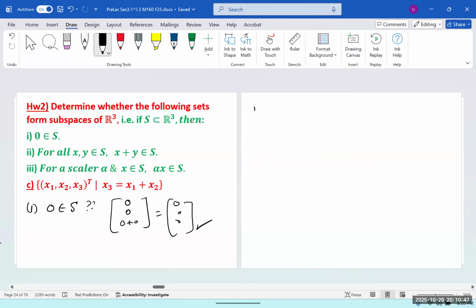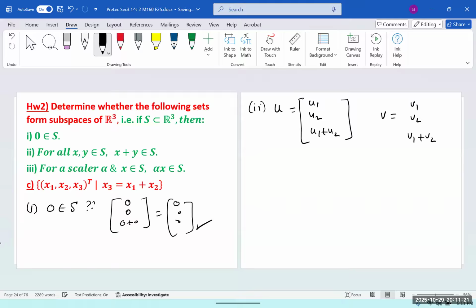Now let's check the second condition. Is it closed under addition? We take 2 vectors from this set. Let's say the first vector is U, which has U1 and U2 as the first 2 elements. We don't know what the numbers are, but the third element must be U1 plus U2. Let's take another vector V, with V1, V2, and the third element V1 plus V2.